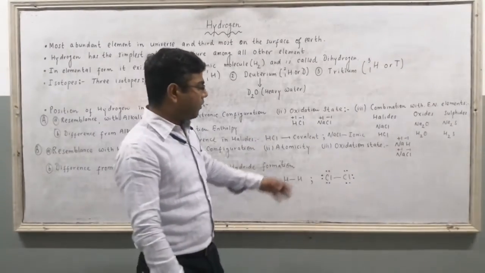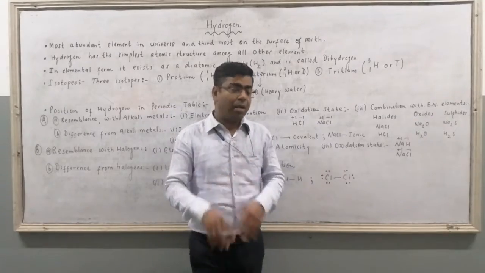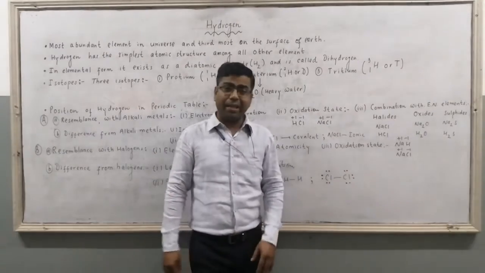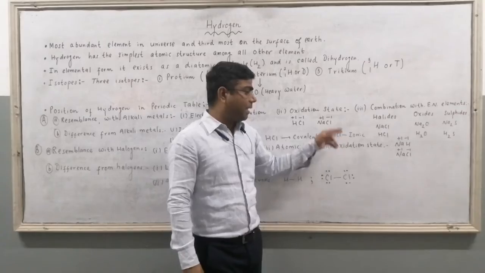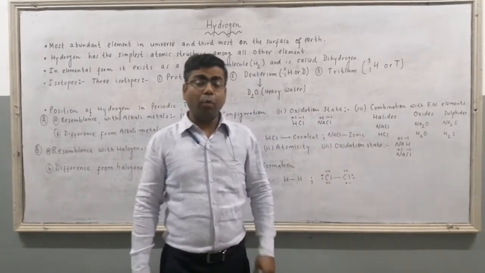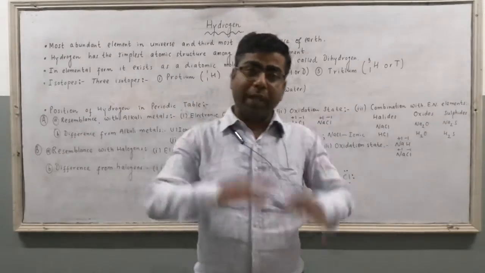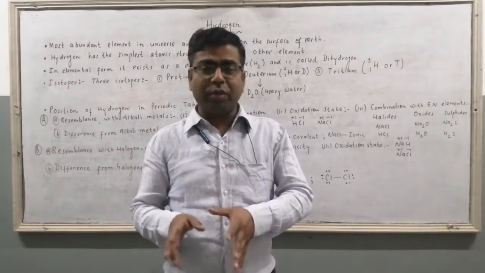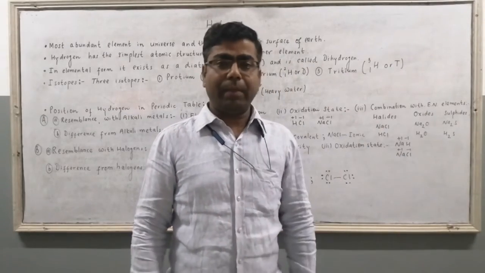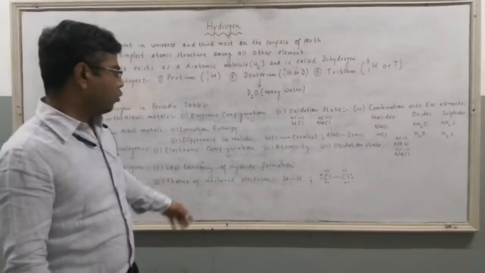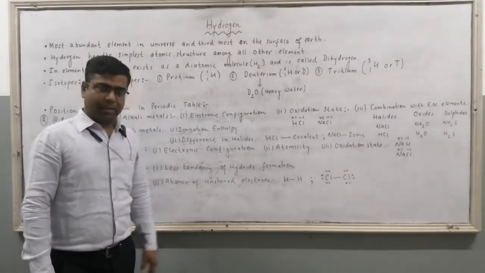But when Na combines with Cl, we get an ionic halide. The bond between Na and Cl is ionic in nature. Na is plus and Cl is minus. The bond is formed by transfer of an electron. One electron gets transferred from Na to Cl. So here also there is no similarity in the properties.